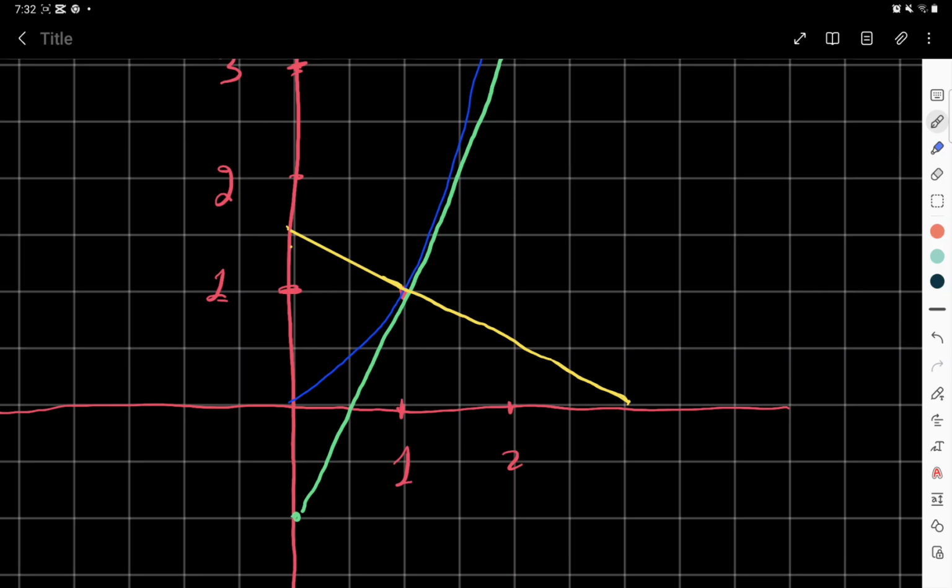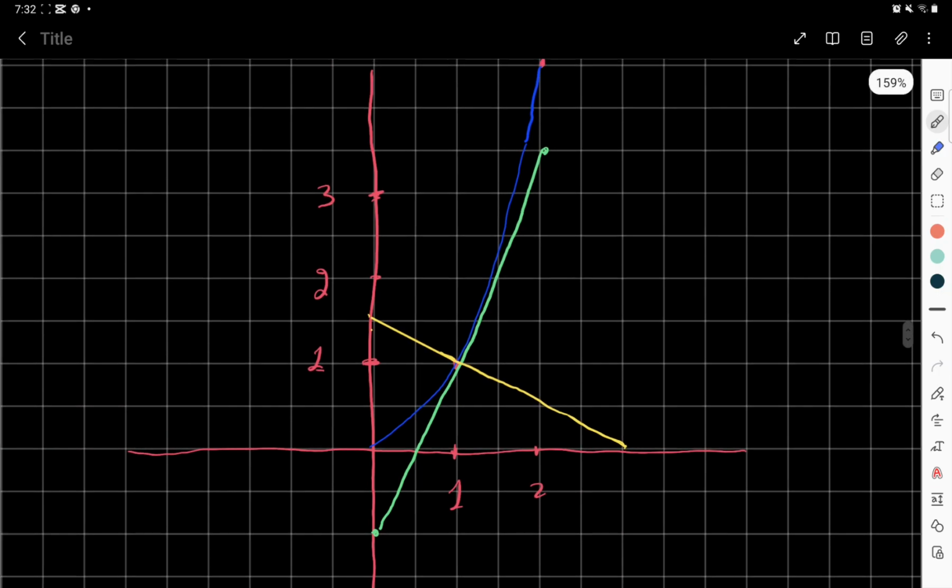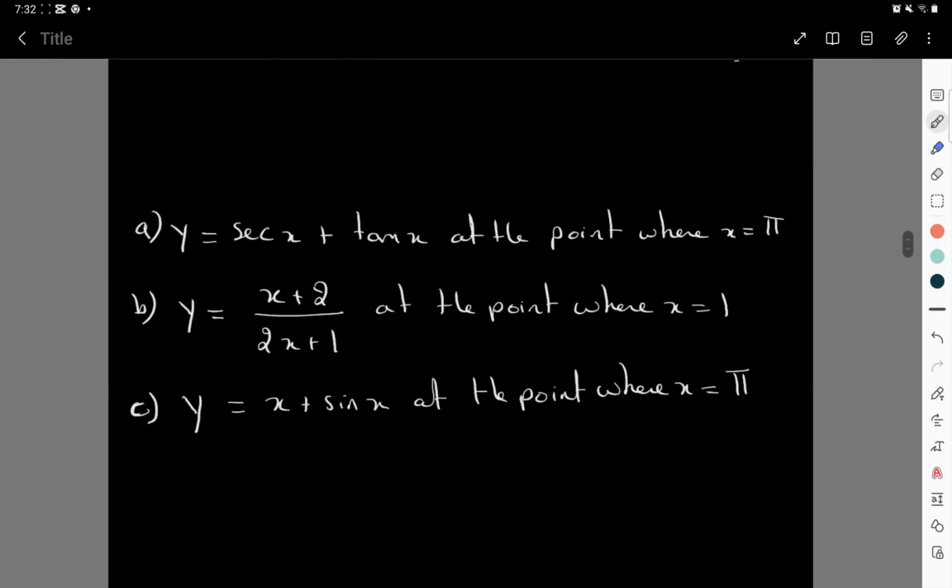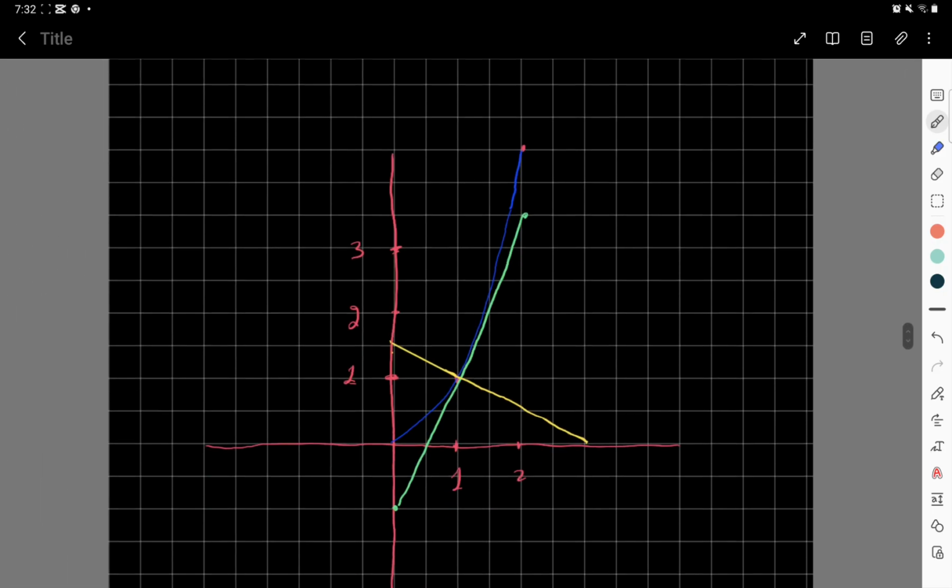I tried my best to draw it. And both are through 1, 1. And you can see that the normal line is in yellow, and the tangent line is in green, and the curve is in blue. Okay, great, awesome. So let us try to do some exercises.